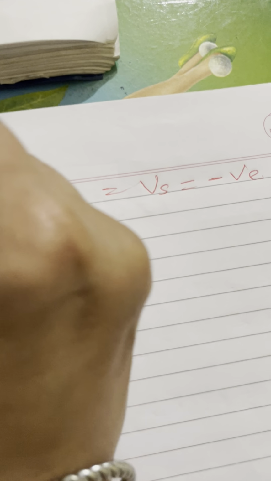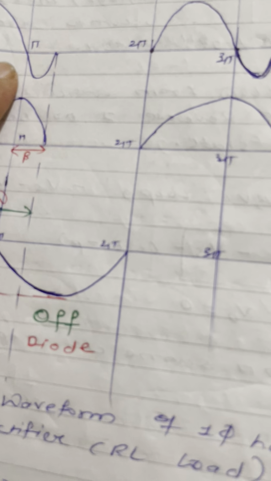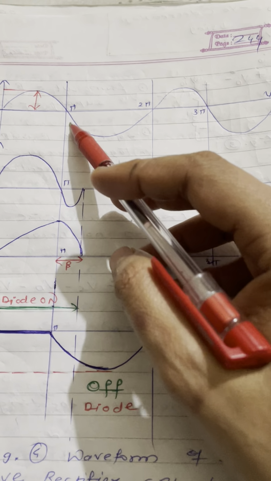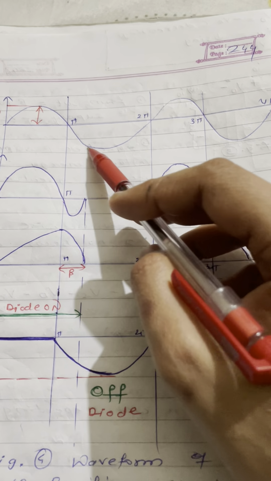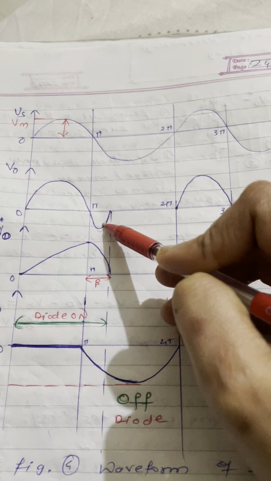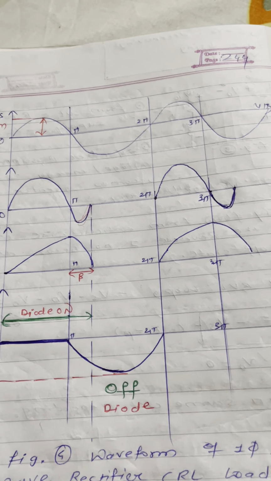Then when the supply voltage is negative, this is the second condition. After omega t is equal to pi, the inductor energy is decreasing, and the supply voltage is increasing. So you can see here the inductor energy will be decreasing and the supply voltage will be increasing.